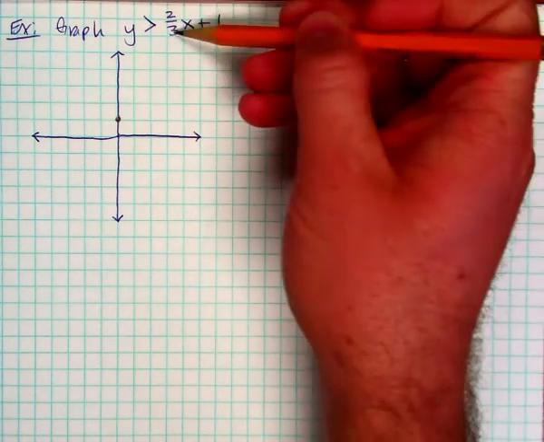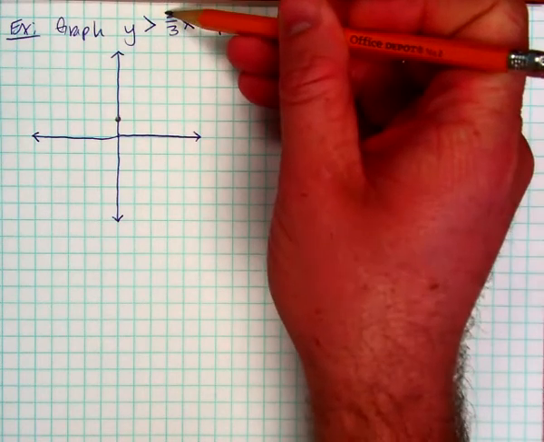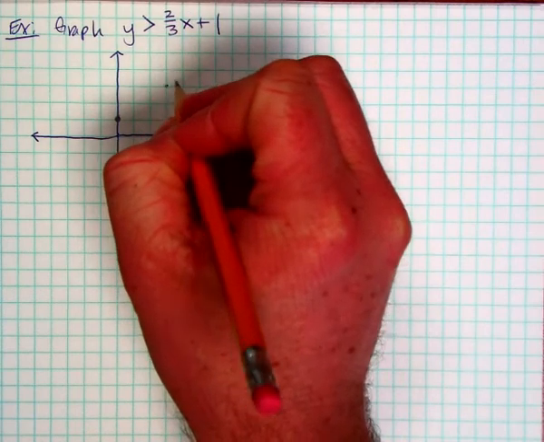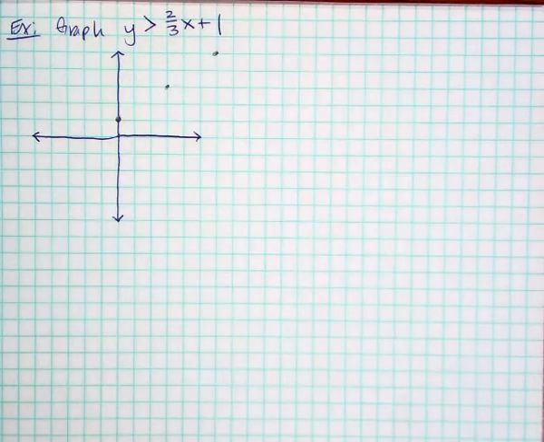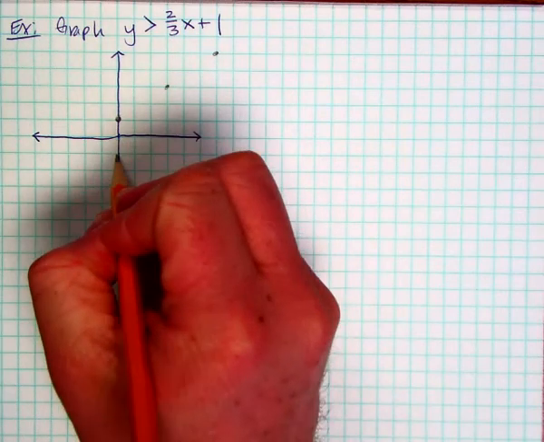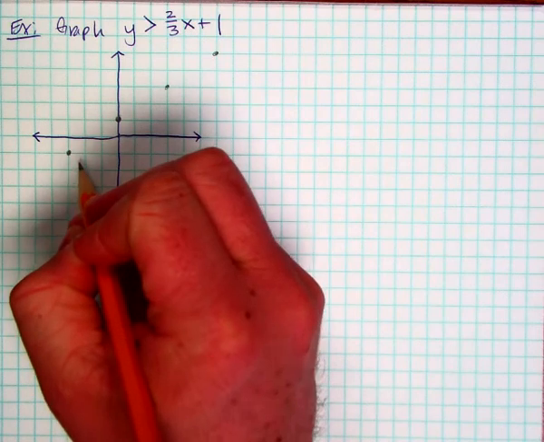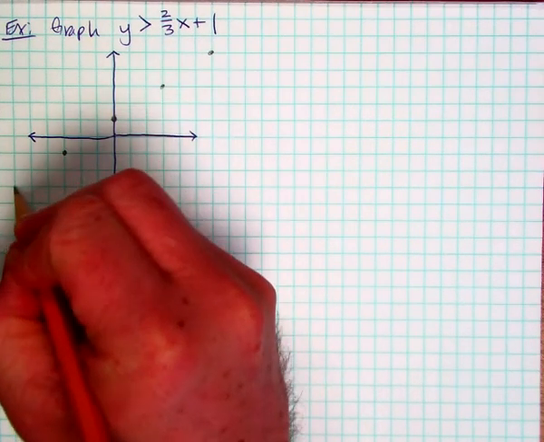Our slope is 2/3. It's positive. So just like last week, I'm going to go up 2, right 3. Up 2, 1, 2, 3. Or if I wanted to, I could go down 2, 1, 2, and left 3, 1, 2, 3, because two negatives, down and left, would still make a positive. So down 2 and left 1, 2, 3.